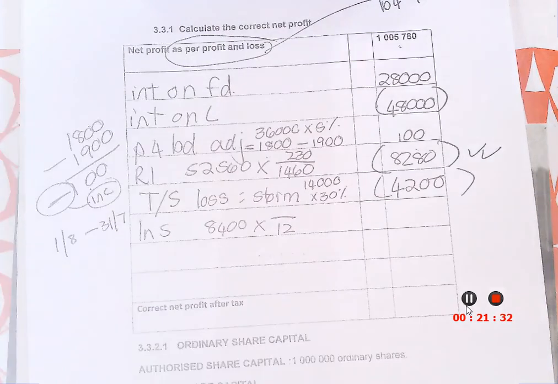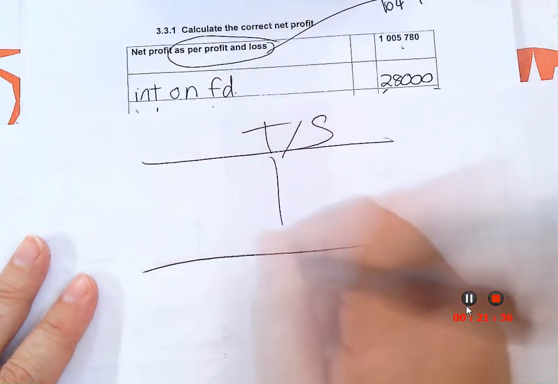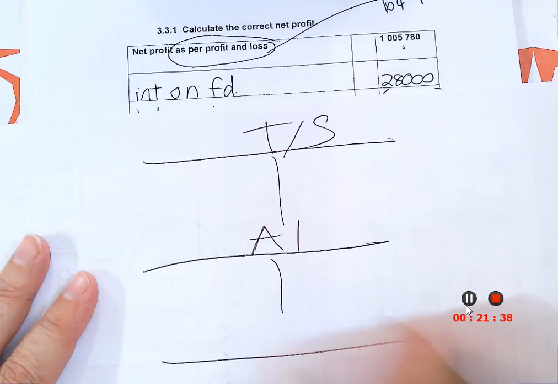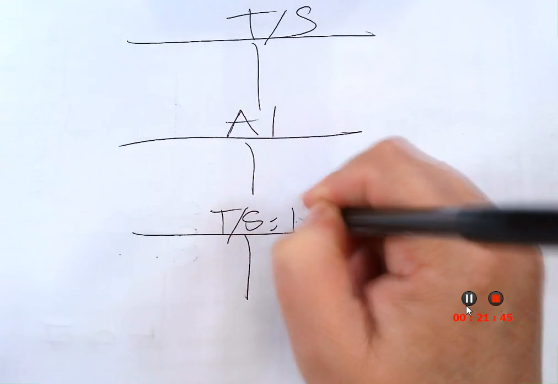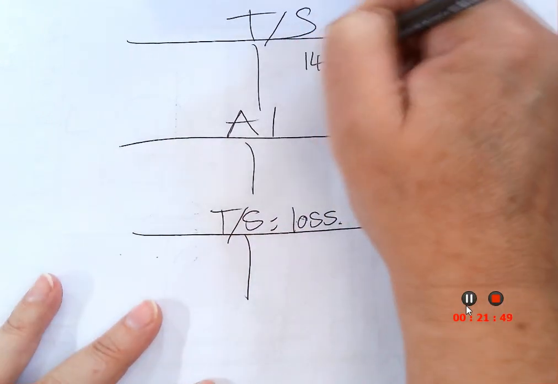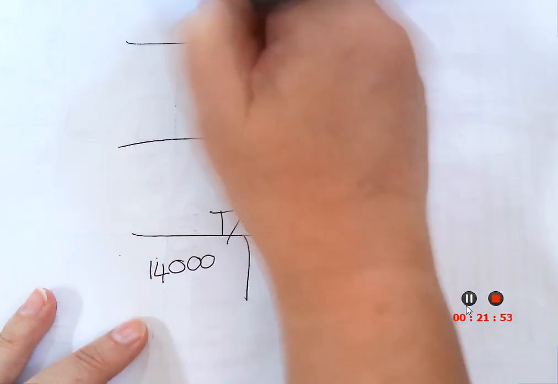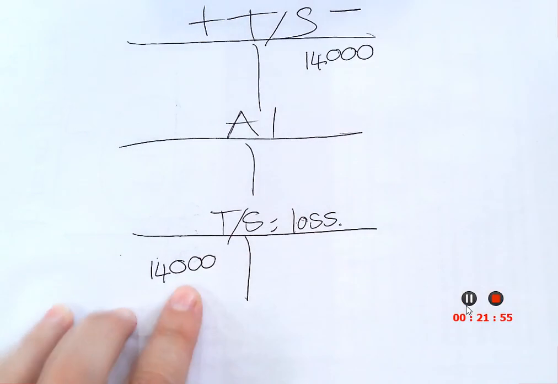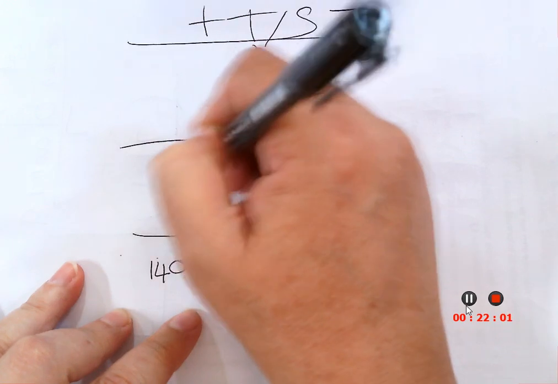If I can show you quickly, you would have a T for trading stock, a T for accrued income, and a T for trading stock loss. Okay? So you lost 14,000. So your stock becomes less worth 14. If you had absolutely no insurance, your loss would be 14. But now the insurance is going to pay out 42.